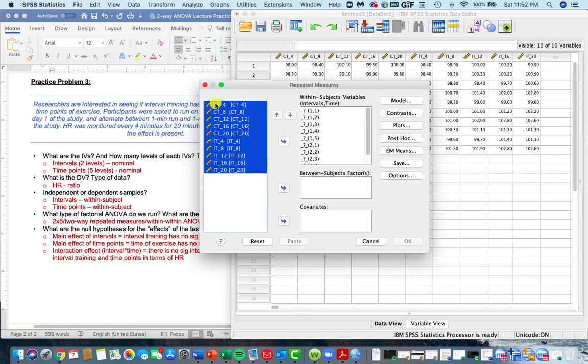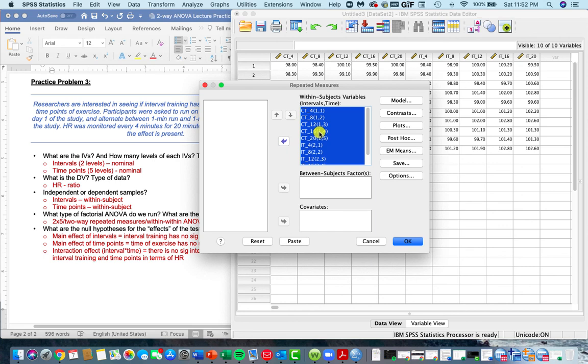Because we could say continuous training has a label of 1, 4 minutes has a label of 1, 8 minutes is 2, 12 minutes is 3, 16 minutes is 4, 20 minutes is 5, right? And if we're doing all CT measurements, so all a label of 1, you have 1, 1, 1, 2, 1, 3, 1, 4, 1, 5, right? And then we switch to 2, 1, 2, 2, 2, 3, 2, 4, 2, 5. So that's how that works.